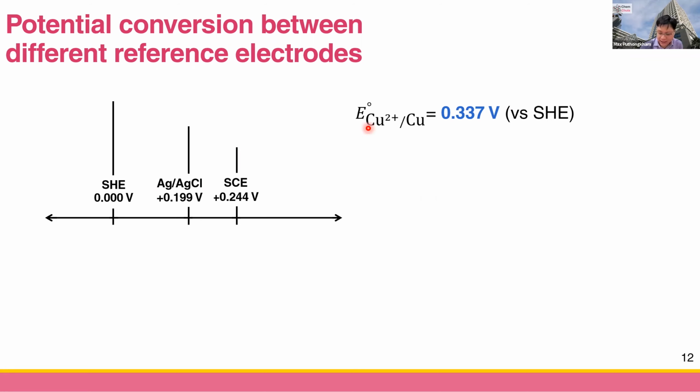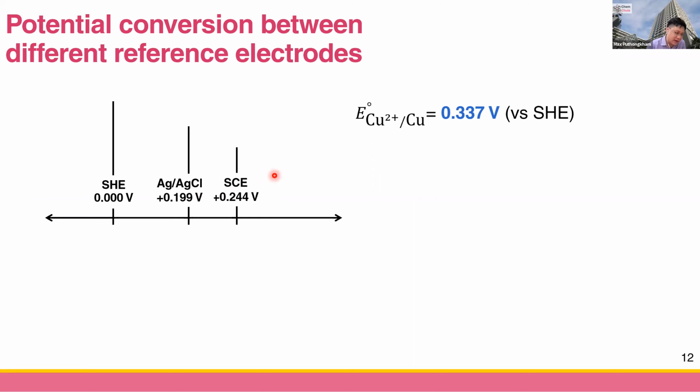For example, let's do this number line. We know that the standard electrode potential of copper to copper ion is 0.337 volt. But this number is against the standard hydrogen electrode. So what is the standard electrode potential of the copper electrode measured against silver chloride and measured against saturated calomel electrode?